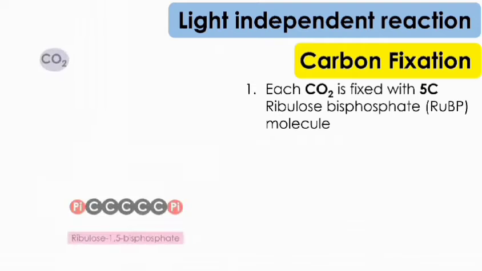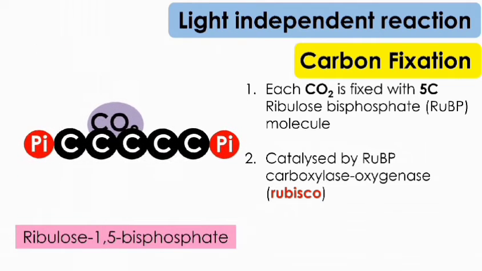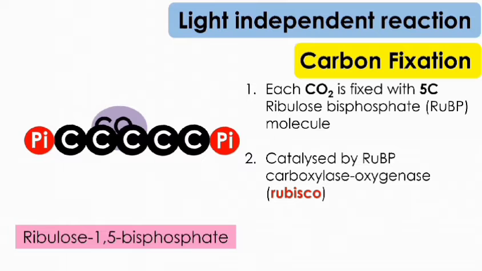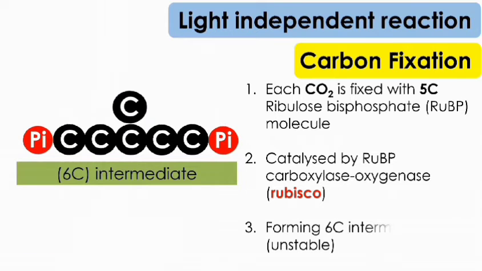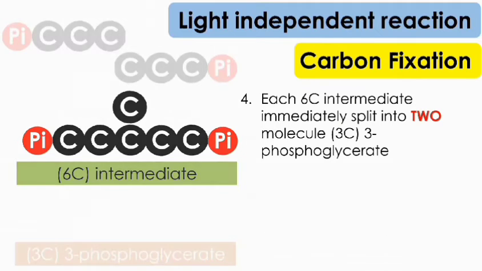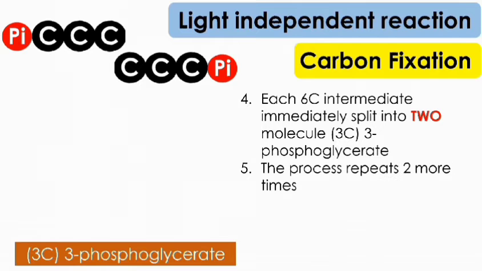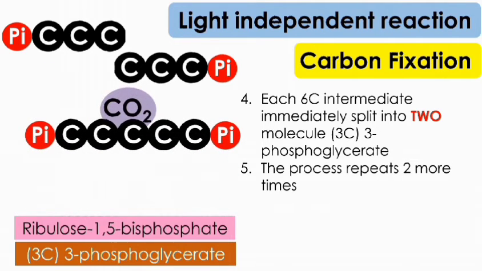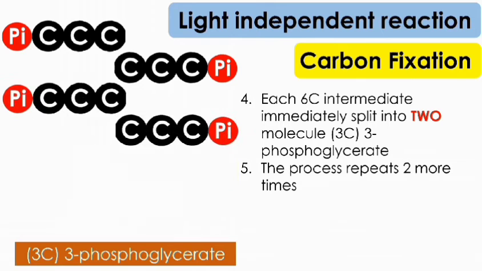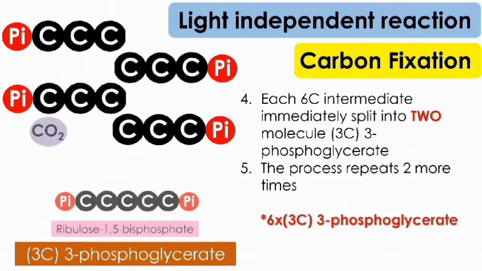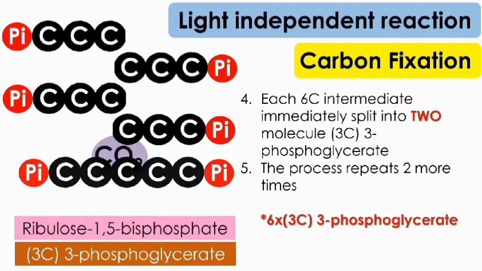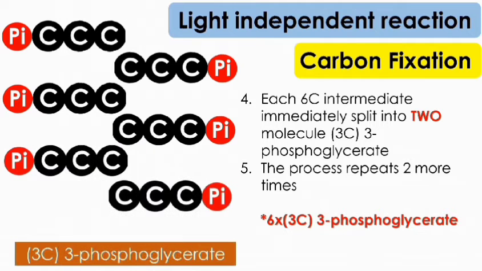During carbon fixation, each carbon dioxide is fixed with a 5-carbon molecule called ribulose bisphosphate, or RuBP. This reaction is catalyzed by an enzyme called rubisco and produces a 6-carbon molecule, which will split into 2 molecules of 3-phosphoglycerate. In order to generate one product, carbon fixation will occur 3 times and produce a total of 6 molecules of 3-phosphoglycerate. The next stage is reduction.